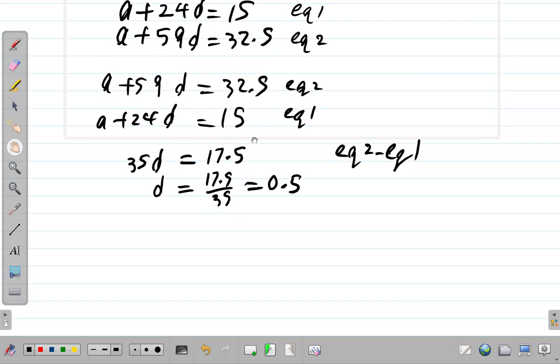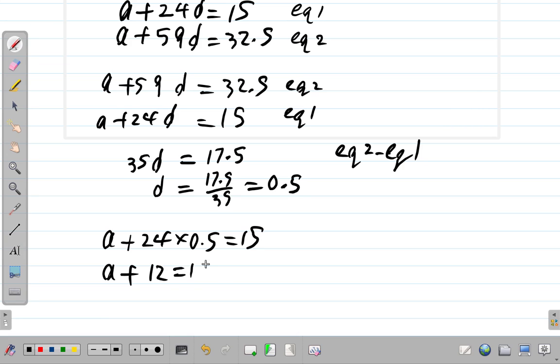Let's substitute it in one of these equations, let's say equation 1, to find A. So we have A plus 24 times D, which is 0.5, equals 15. So A plus 24 by 0.5 was 12, so A plus 12 equals 15. So A would be 15 minus 12. A is equal to 3. So we have our A and our D here. Alright?